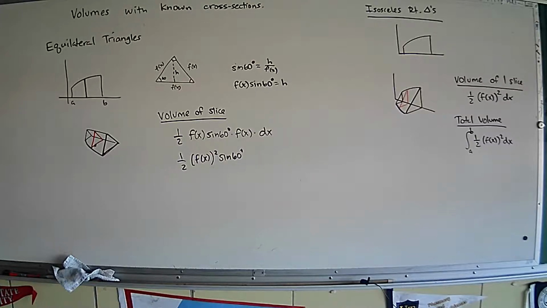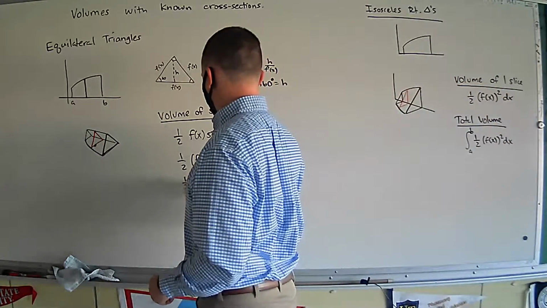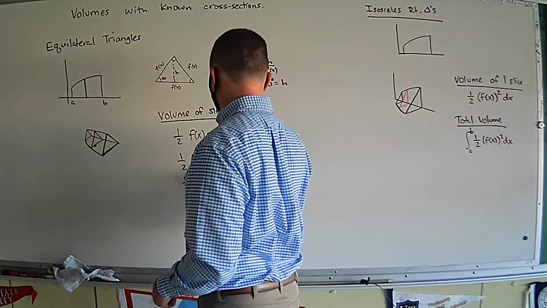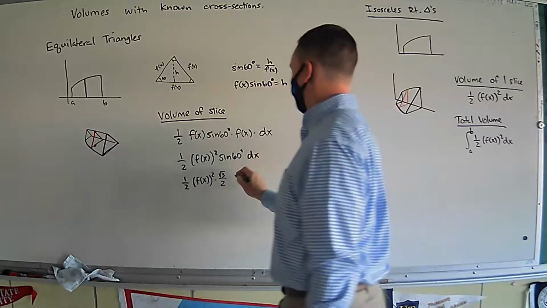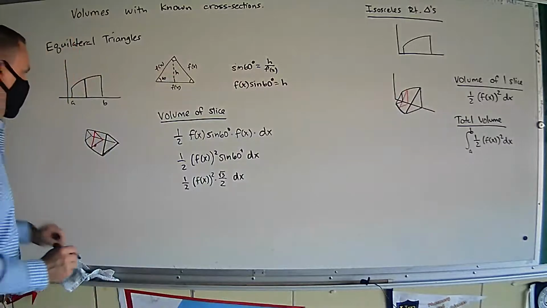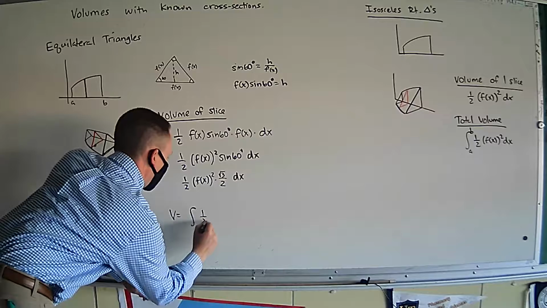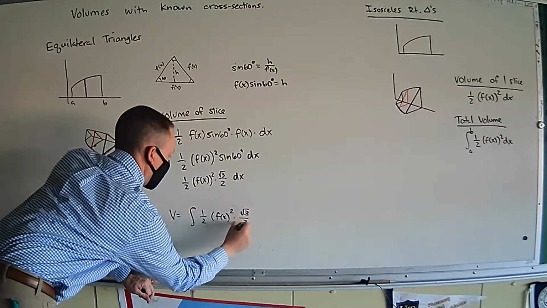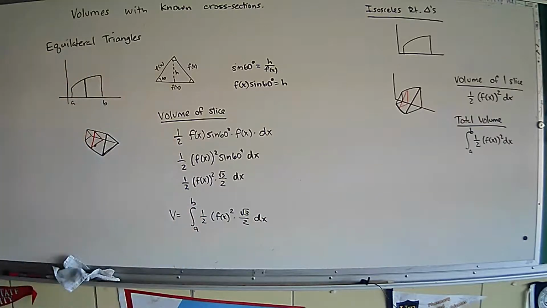So it's right over here with 2. Oh, I forgot dx. That's the volume of one triangular piece, yeah? So what's the total volume? 1/2 f of x squared times radical 3 over 2 dx, and add that up from a to b.